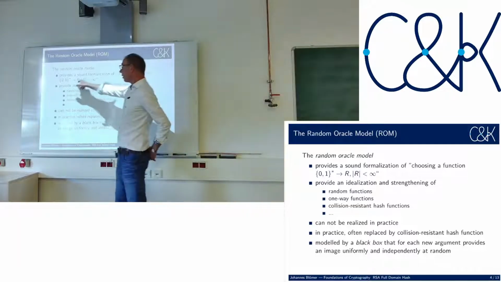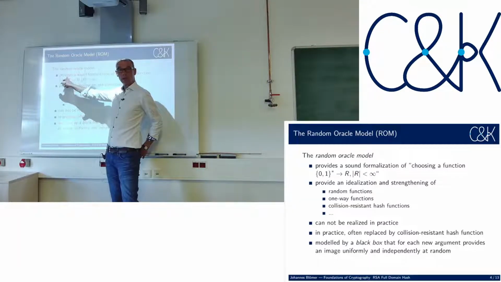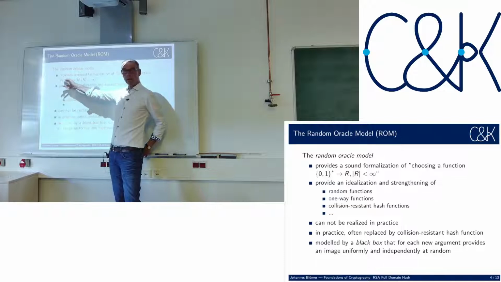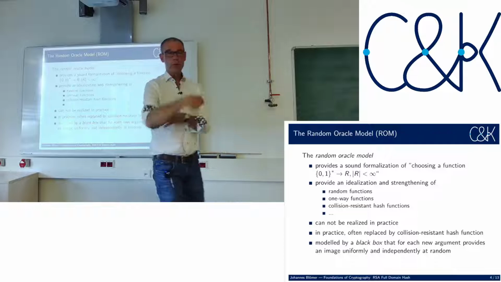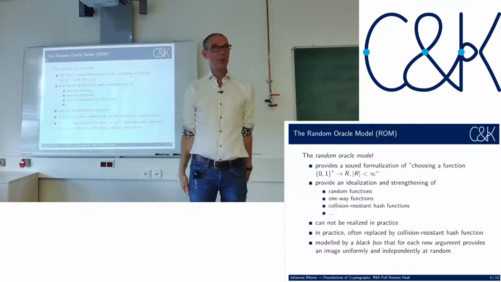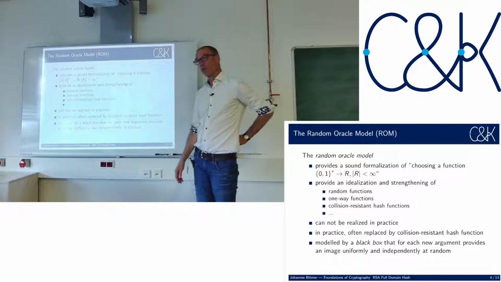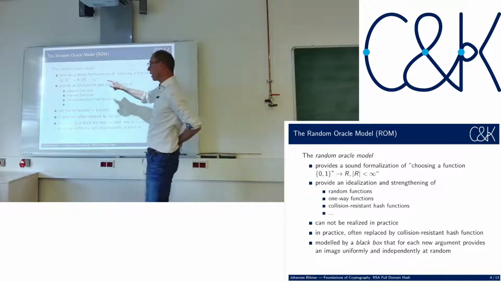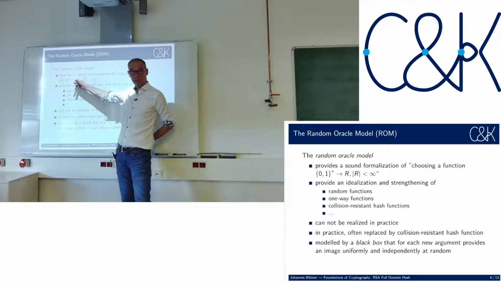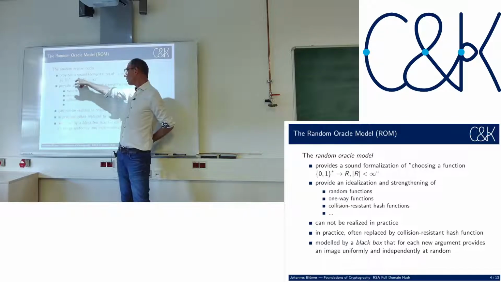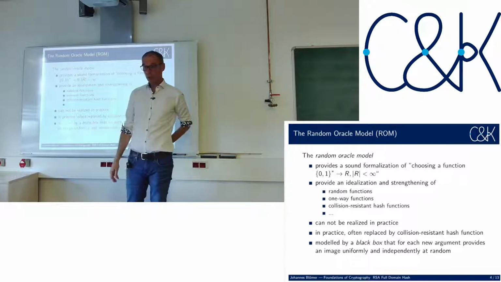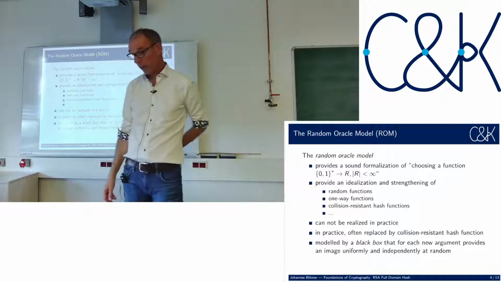So here you want an argument or the image of a certain argument. You can go to your black box and that gives you a new image, uniformly at random chosen from R. That makes sense. Picking an element uniformly at random from R is a feasible operation because we always assume that R at least is finite.